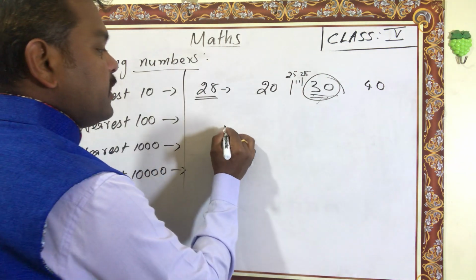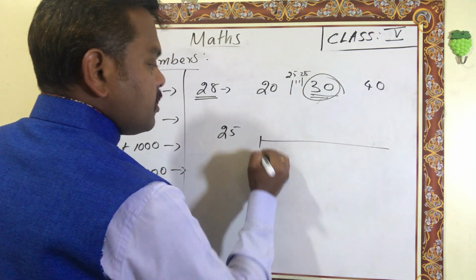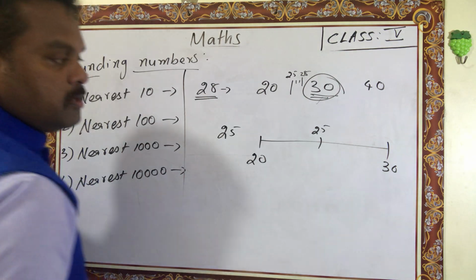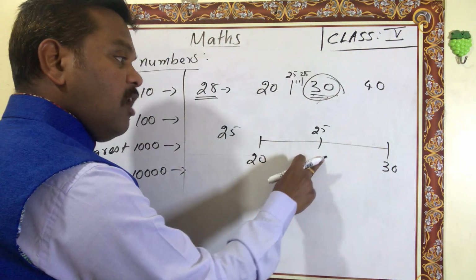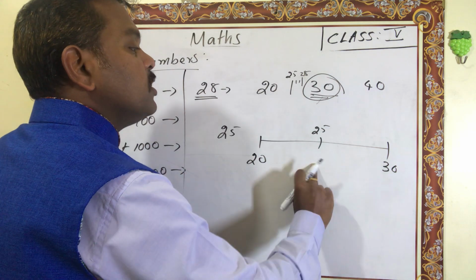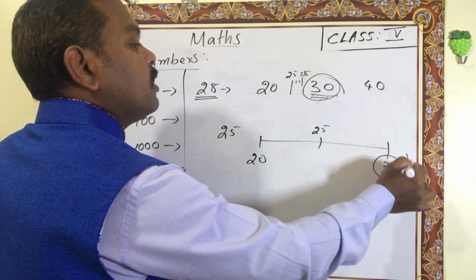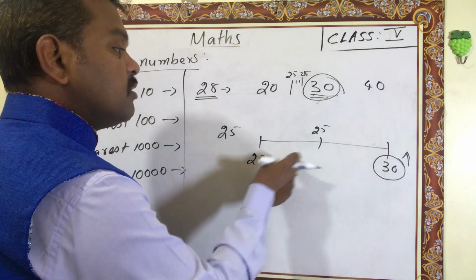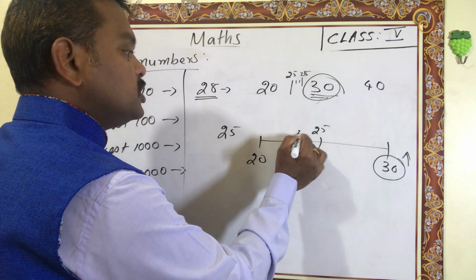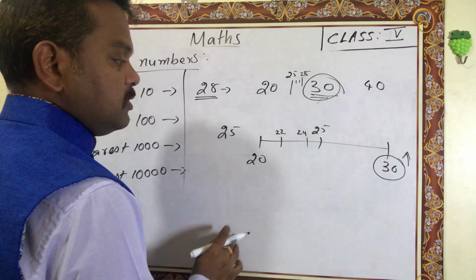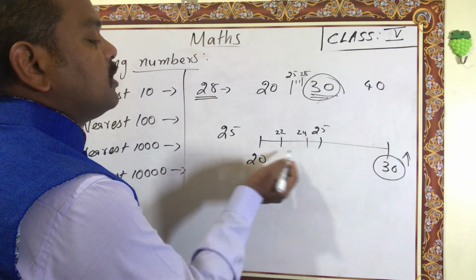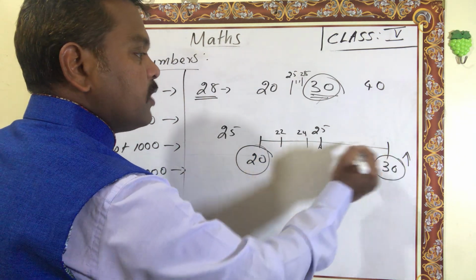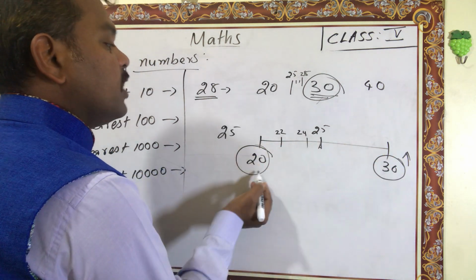Sometimes the question is 25. Here will be 20. Here will be 30. 25 is the middle. So if the question is half or more than half, you have to round up the number, the biggest number. If the question is less than half, maybe 24 or 22, like that, you have to round the number to the previous multiple. So half and more than half, you have to take the upper number. Less than half, you have to take the previous number.